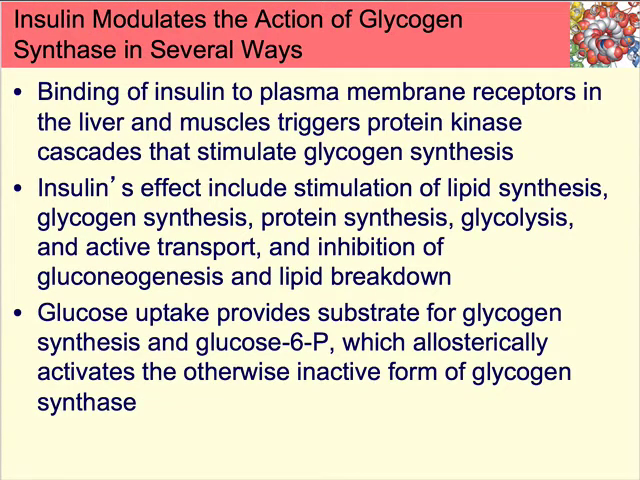It turns out that insulin modulates the action of glycogen synthase in several ways. The binding of insulin to plasma membrane receptors in the liver and muscles triggers protein kinase cascades that stimulate glycogen synthesis. We've seen protein kinase cascades before, and we'll see them again. Insulin's effects include stimulation of lipid synthesis, glycogen synthesis, protein synthesis, glycolysis, and active transport, and inhibition of gluconeogenesis and lipid breakdown. Glucose uptake provides substrates for glycogen synthesis and glucose 6-phosphate, which allosterically activates the otherwise inactive form of glycogen synthase, as we've mentioned.